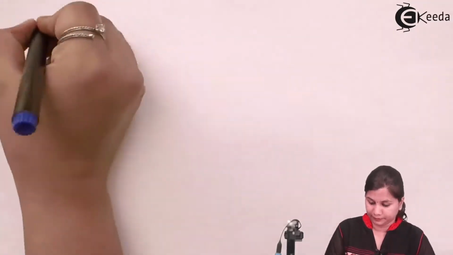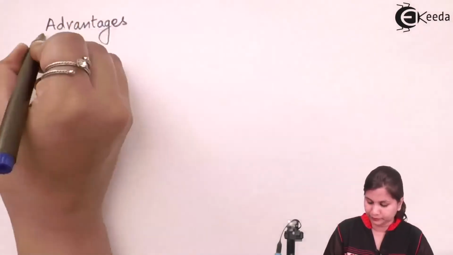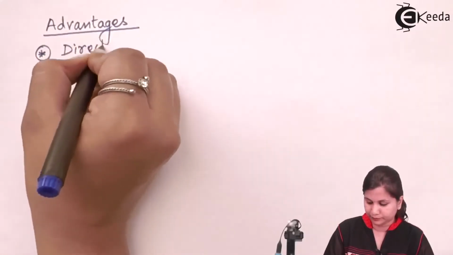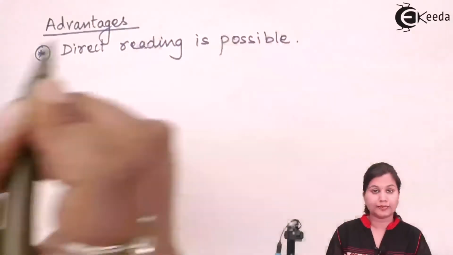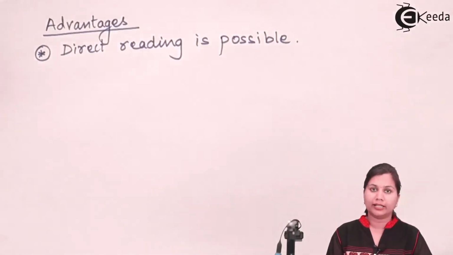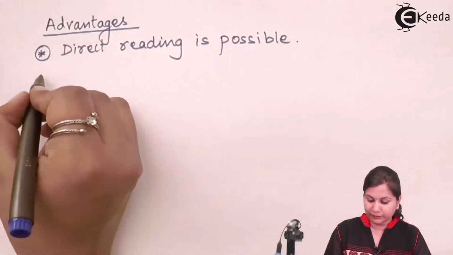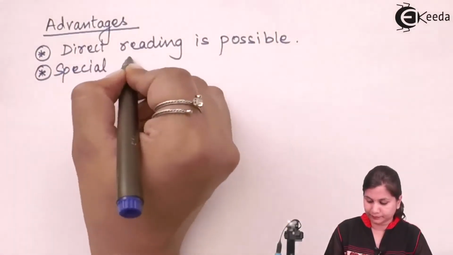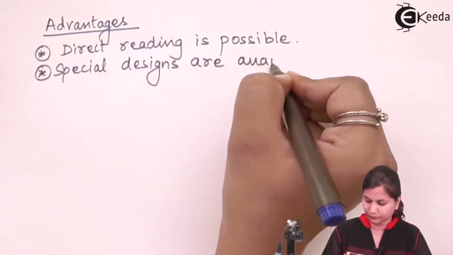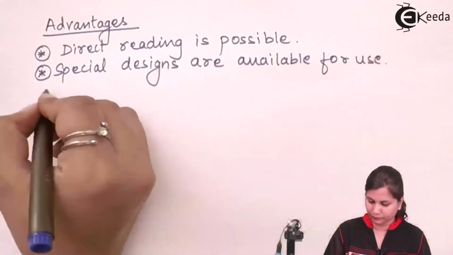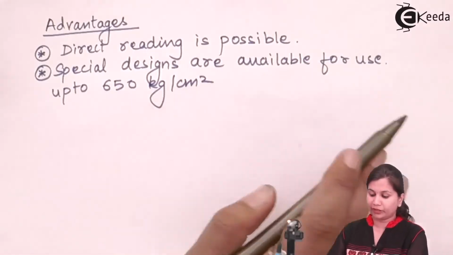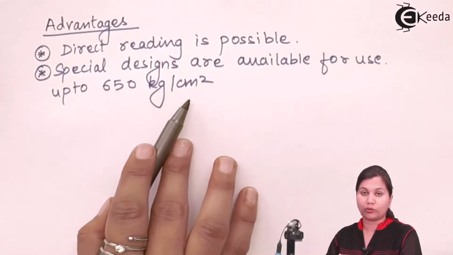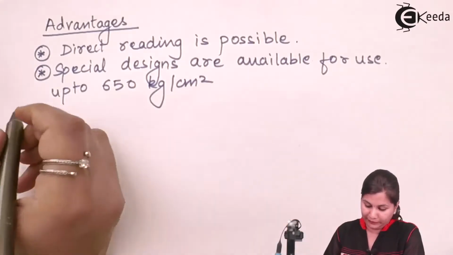Now let us see the advantages and disadvantages of this method. The first advantage of this method is that we are getting the direct reading of the liquid level. So direct reading is possible. And also special designs are available for use up to 650 kilograms per centimeter cube of liquid level.